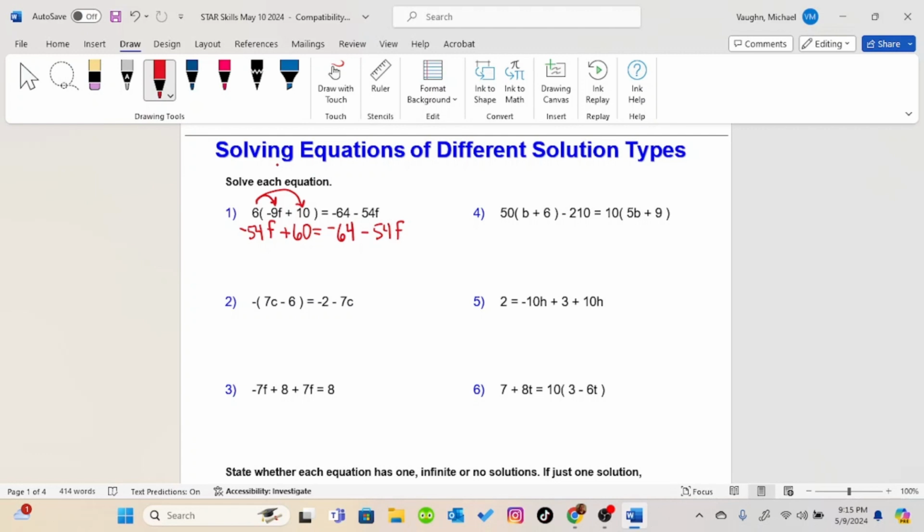Next, we would add 54f to both sides. This would cancel it out on the left and cancel it out on the right, and we would end up with 60 equals negative 64. This is not true, so there are no solutions to number 1.